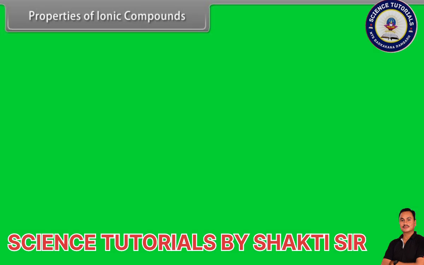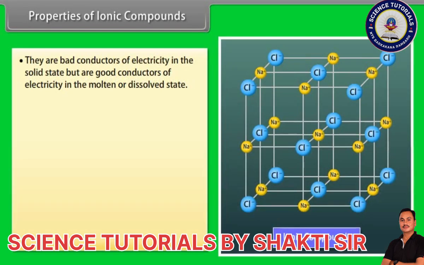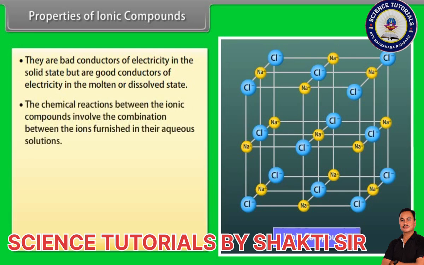Properties of ionic compounds. The common properties of ionic compounds are the following. They are bad conductors of electricity in solid state, but are good conductors of electricity in molten or dissolved state. The chemical reactions between the ionic compounds involve the combination between the ions furnished in the aqueous solutions. Such reactions are called ionic reactions.